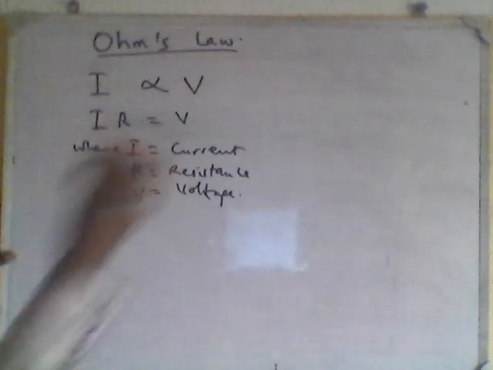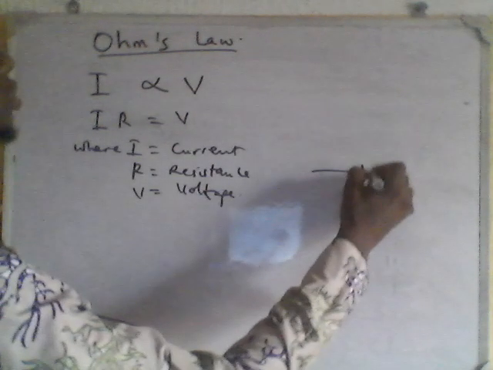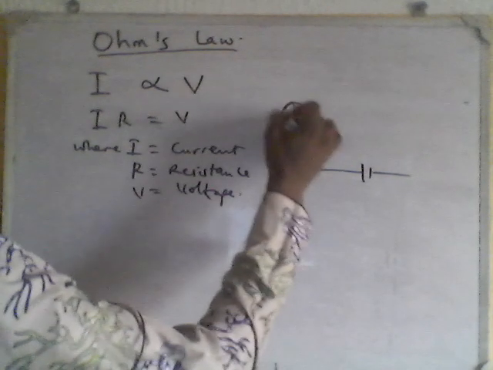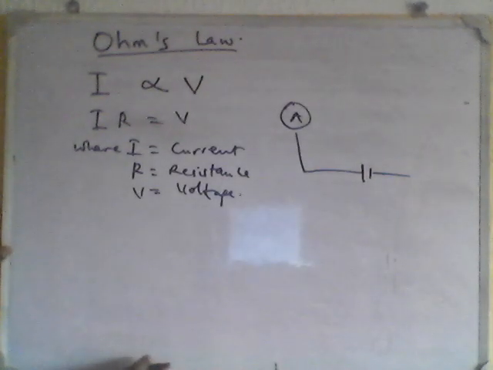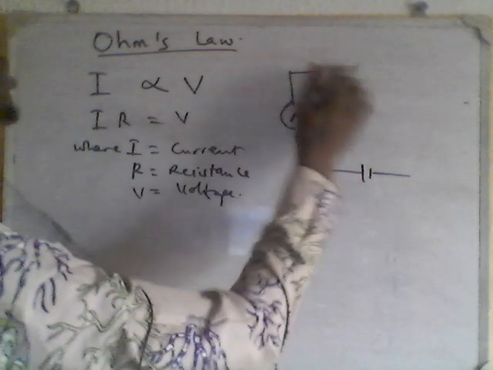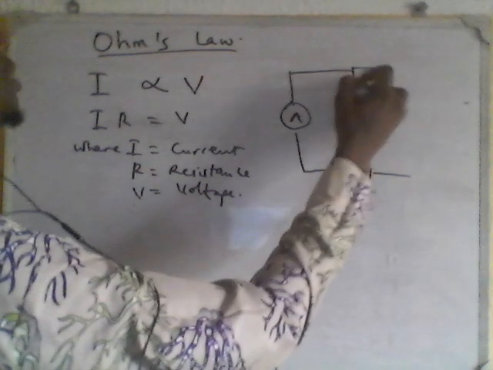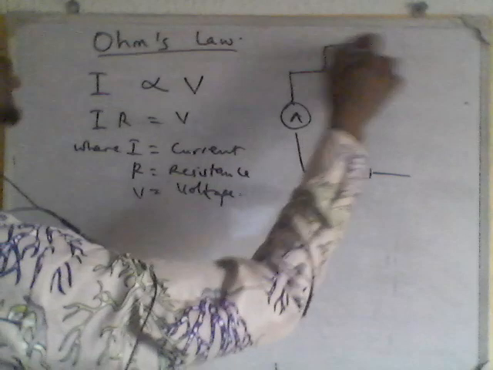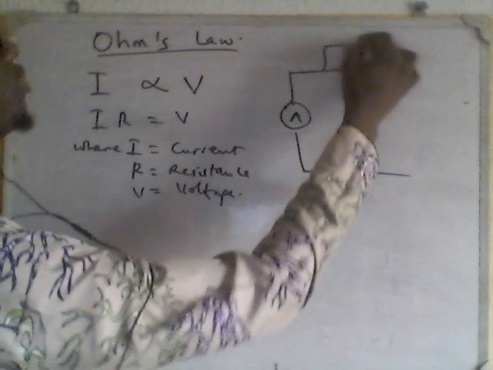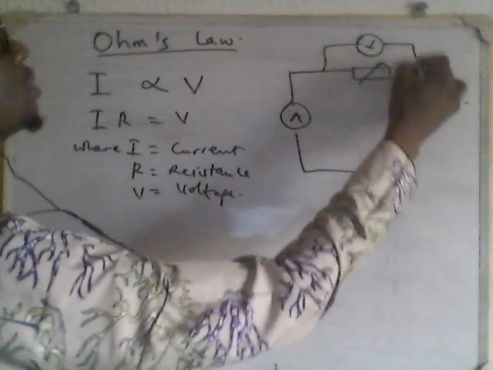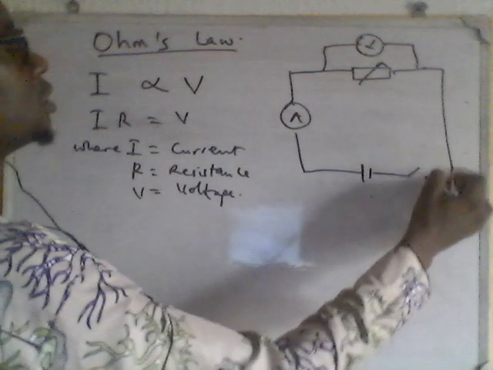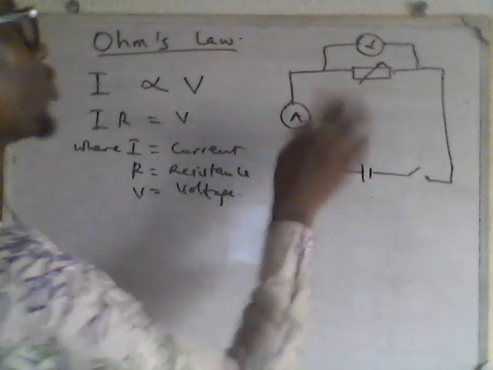So if you have this kind of connection, you have your cell here, you have your ammeter here supplying the current, then you have the variable resistor here, supplying the resistance. So you put a voltmeter here to measure it. Remember all the symbols that we drew, and there's a switch here. So when the switch is closed, current will start flowing.